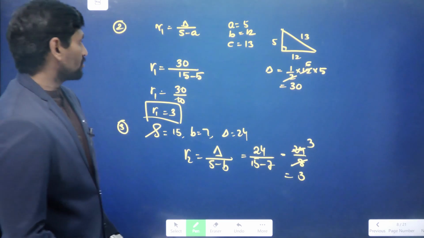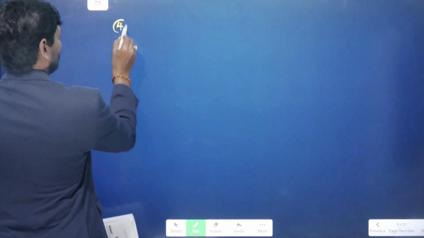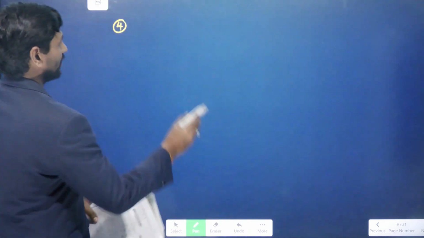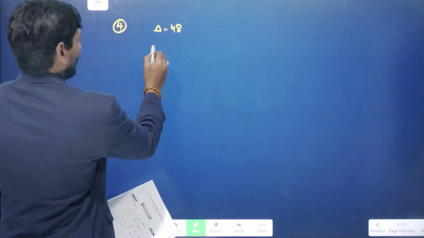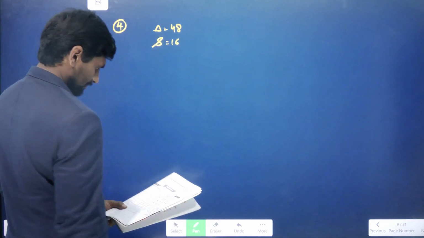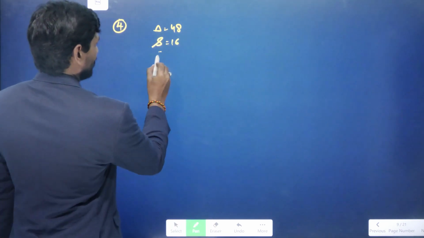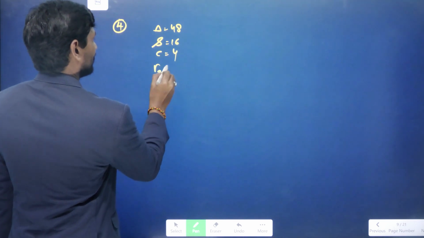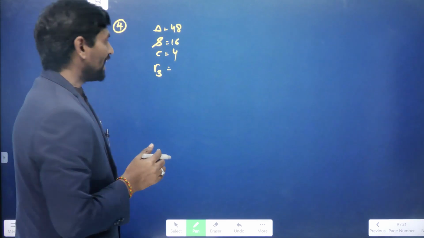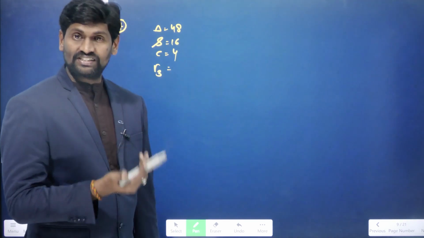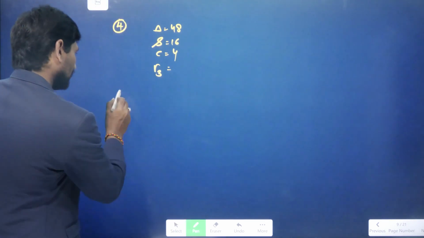Okay, now let us go to the next problem. Fourth problem. In triangle ABC, delta value is 48, S value is 16, and C value is 4. We need to find R3. So just apply the formula and try to identify the value. R3 is equal to delta by S minus C. You use the formula to identify that.